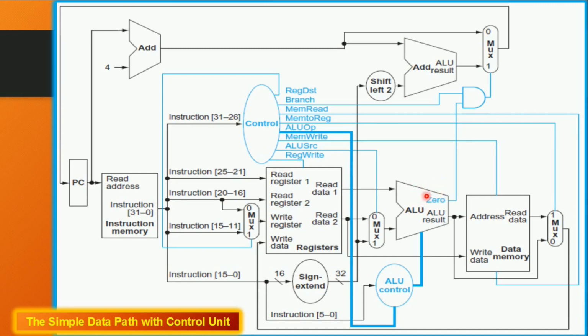Another important control signal is the zero signal. The zero signal is based on the result of the ALU. If my ALU result is 0, the zero signal will be asserted. For the remaining cases, the zero signal will be deasserted. For example, if by doing any operation between these two inputs my ALU result is 0, logic 1 will be generated through this particular signal. For the remaining cases, 0 will be the signal value.